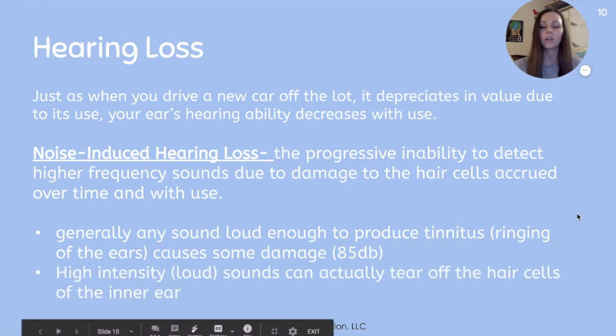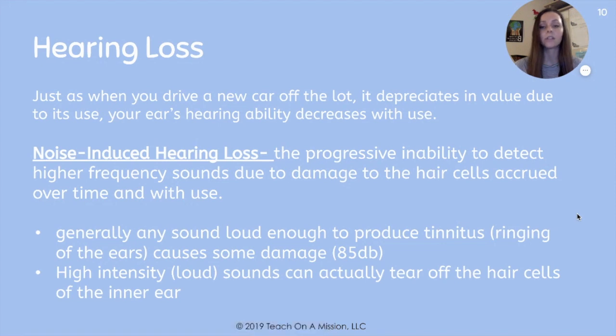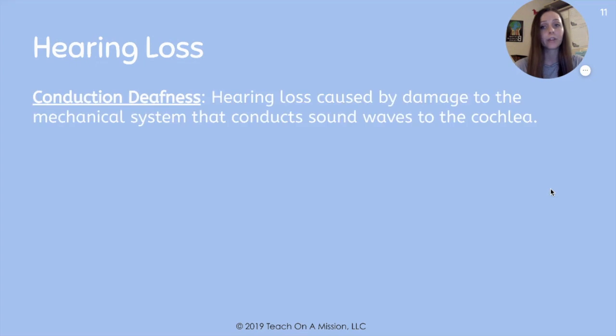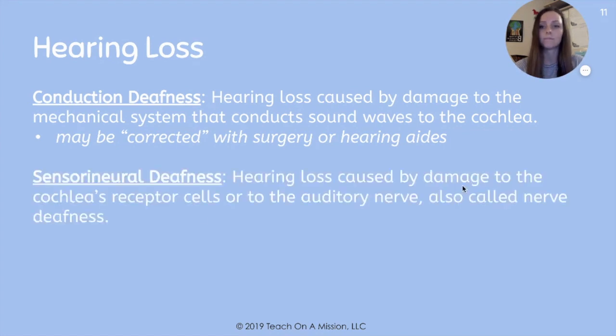Okay, high intensity or loud sounds can actually tear off the hair cells from the inner ear. So that's what I was talking about before. Now there's another kind. Conduction deafness. So this is hearing loss caused by damage to the mechanical system that conducts sound waves to the cochlea. So this is like a mechanical issue. This isn't something that you wore down over time. This is an issue with the mechanics of your ear. This could be potentially corrected with surgeries or hearing aids.